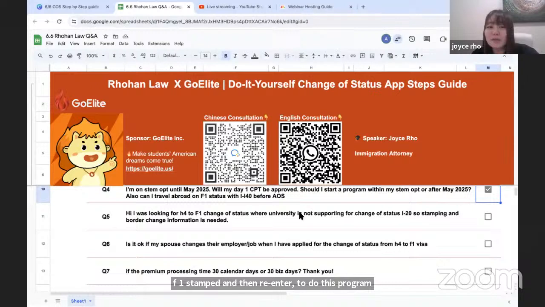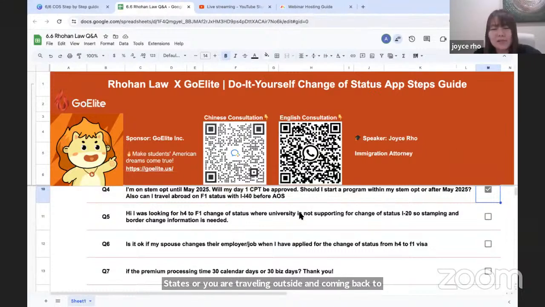But to get the stamp, when you leave the United States and come back through the embassy interview processing, you still need to get the I-20, right? So I hope that you'll be able to resolve this issue. You actually need an I-20, either if you want to do change of status in the United States or if you are traveling outside and coming back to the United States. So make sure you can get an I-20.